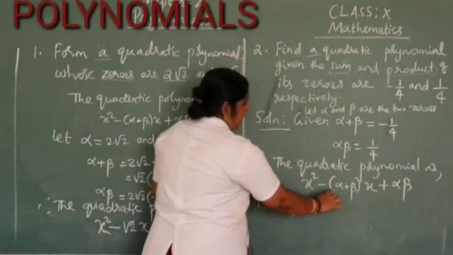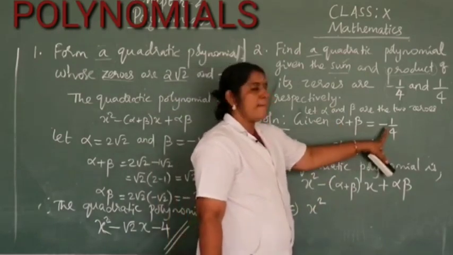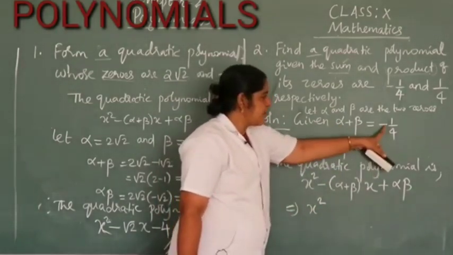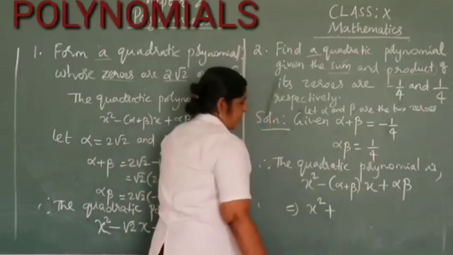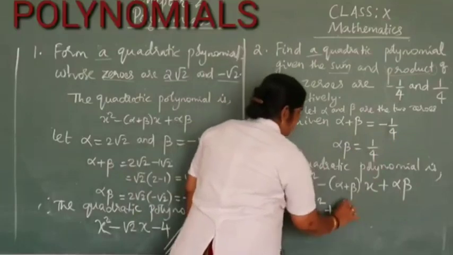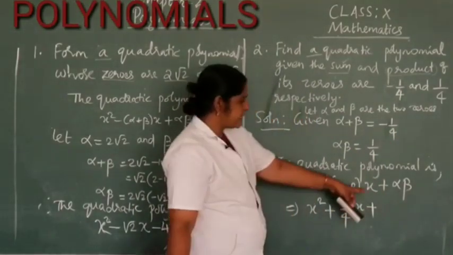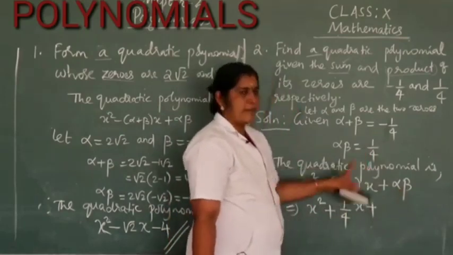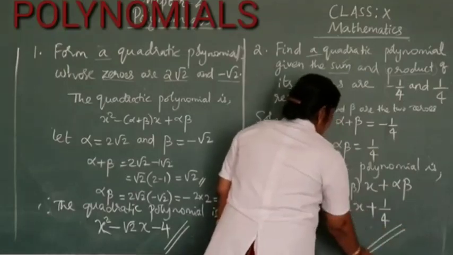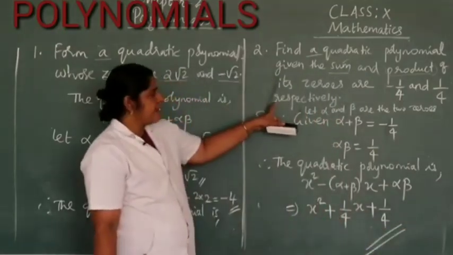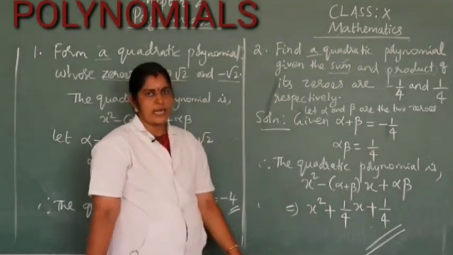x square minus alpha plus beta. Here you see alpha plus beta value is minus 1 by 4. So this minus and the minus here will become plus. Alpha plus beta, 1 by 4 x plus alpha beta. What is the value of alpha beta? 1 by 4. So you can put alpha beta 1 by 4. So this is the answer for the given sum and product of zeros. So that is the required quadratic polynomial.